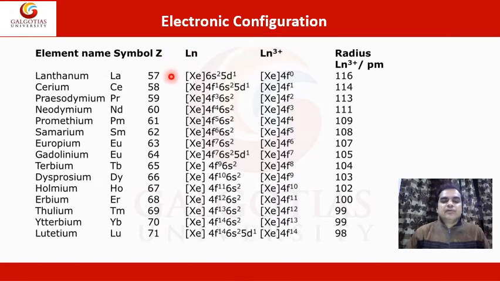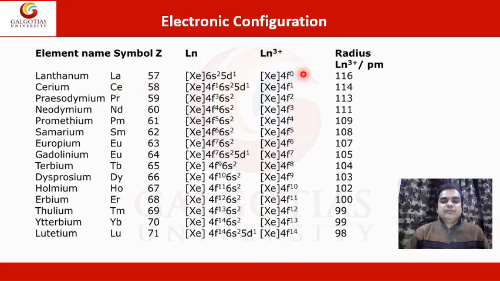This is the electronic configuration for all, in which we can see that the valence electron is filled in the 4f orbital. That's why these are referred to as inner transition elements, and they are in the 4f block series in the periodic table. The electron count is continuously increasing because for lanthanum we have xenon, that is a noble gas, 6s2 5d1, and in the 3+ oxidation state we can write xenon 4f0, whose radius in picometer is 116.